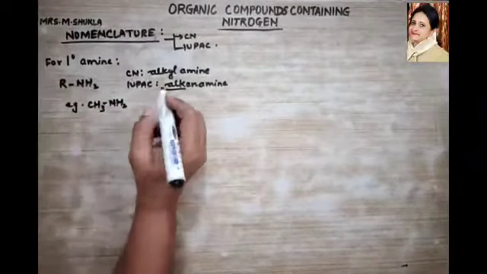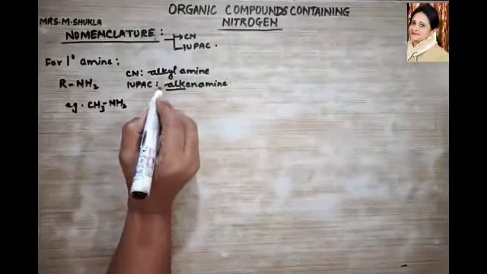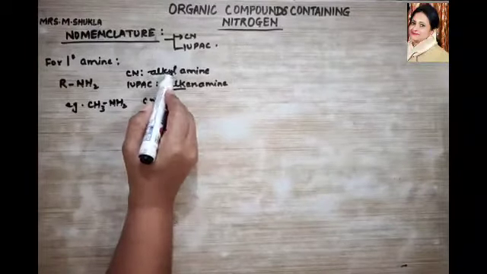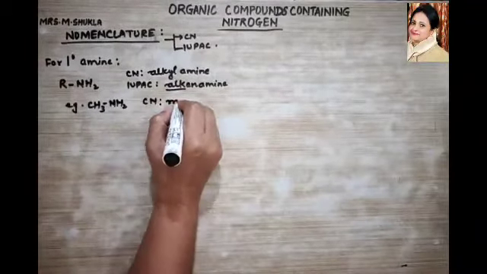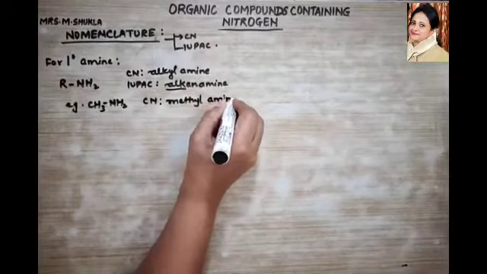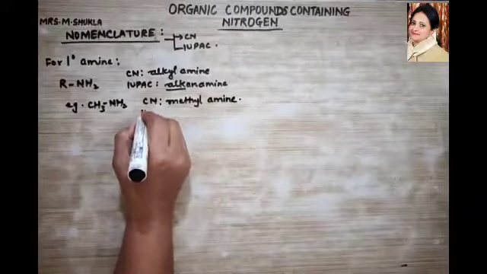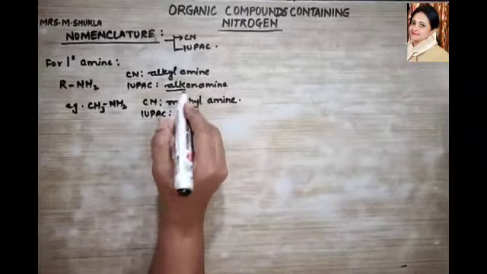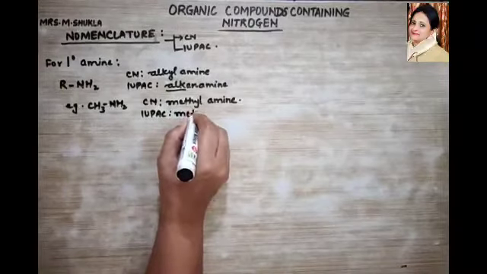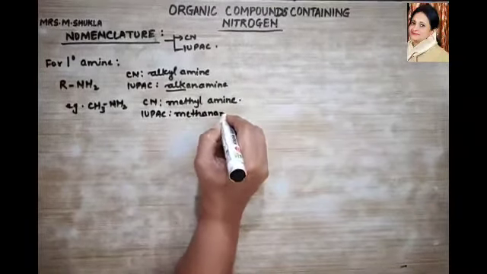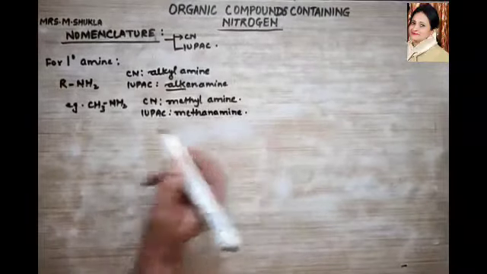CH3NH2. This is your aliphatic amine. So what is the common name? The alkyl group is meth, so methyl amine will be its common name. But if we talk about its IUPAC name, what will it be? Methan, and amine. Is this clear now?